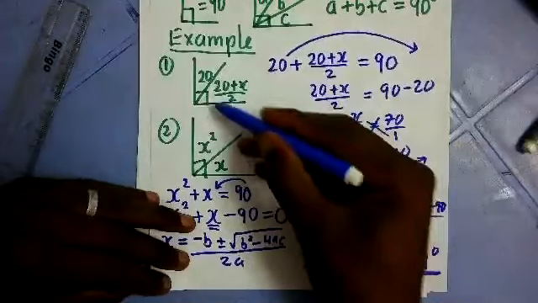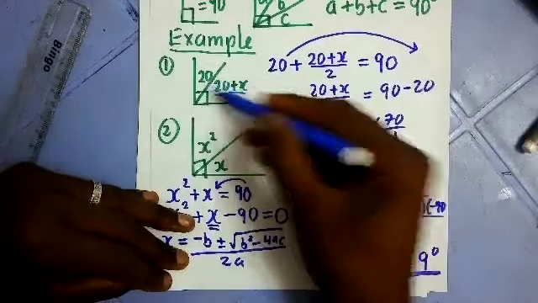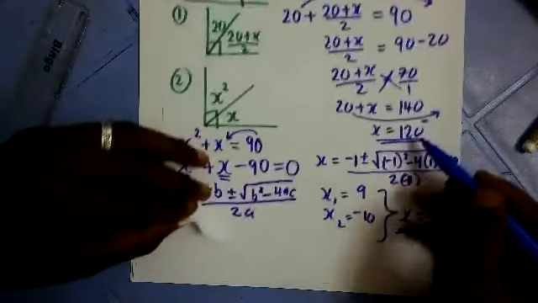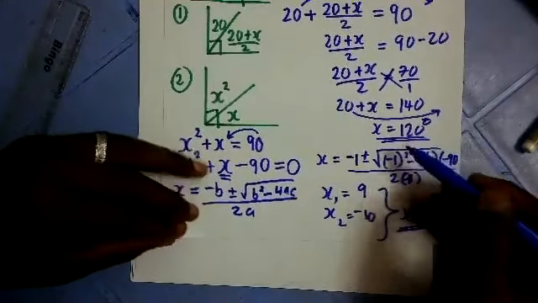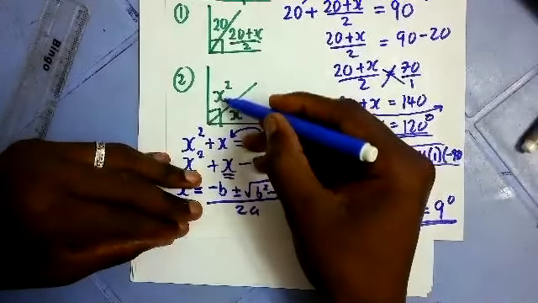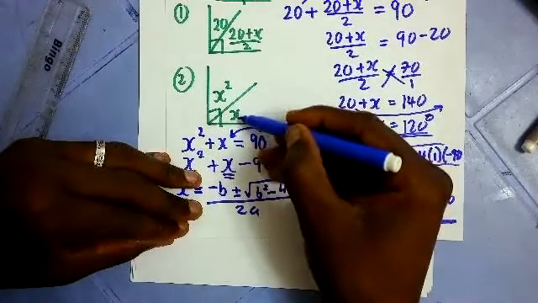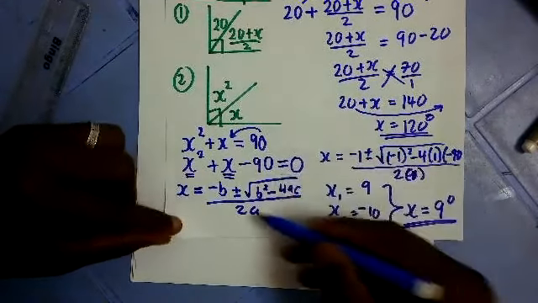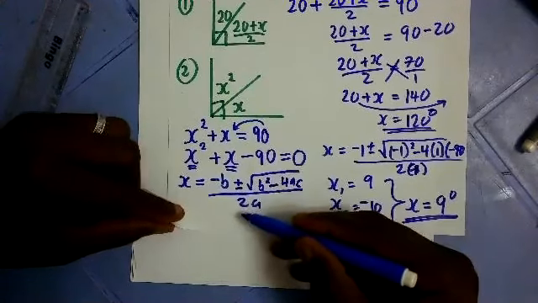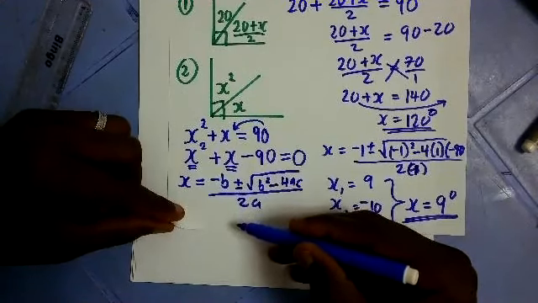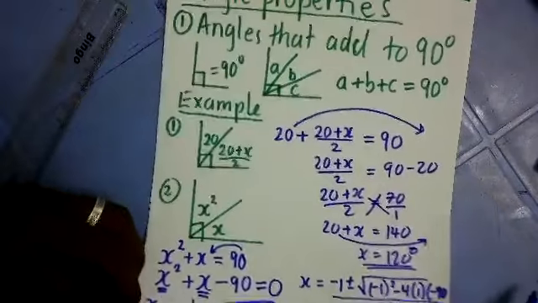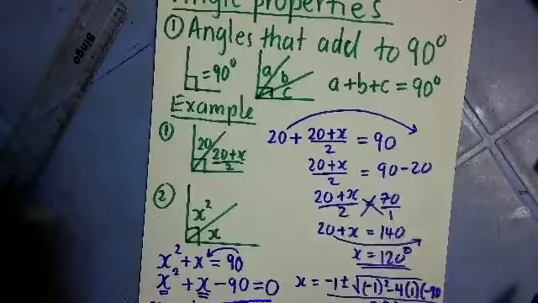Then I went ahead and showed you the first example where we had 20 and another angle, 20 plus x over 2. We worked it out and we got x will be 120. Then I gave the second example, which led us to a quadratic equation. Whenever you have x squared, it will take us to a quadratic equation. Then I said you should always use the general formula because we are not sure. So that is how we work with angles that add to 90 degrees.